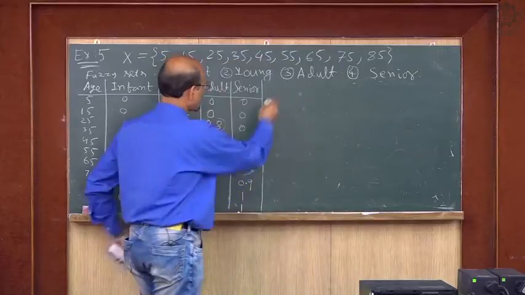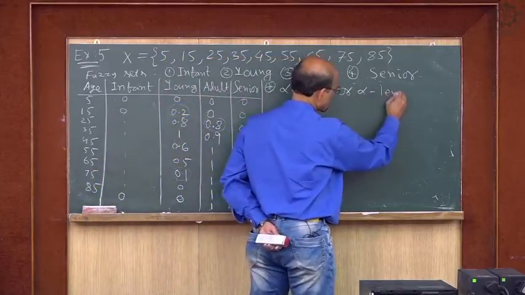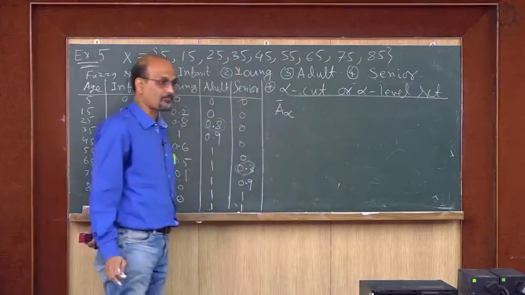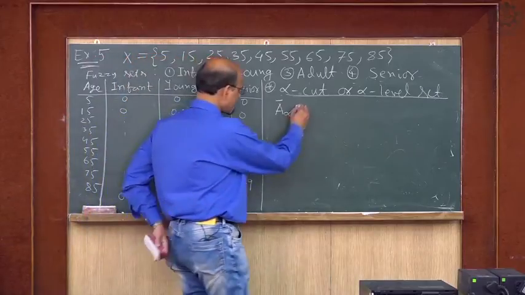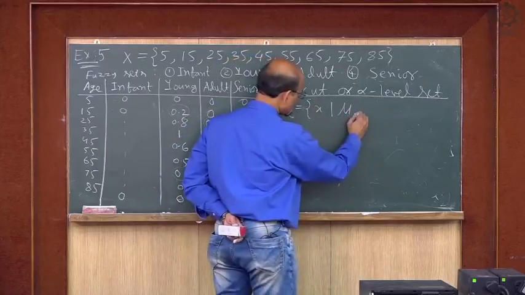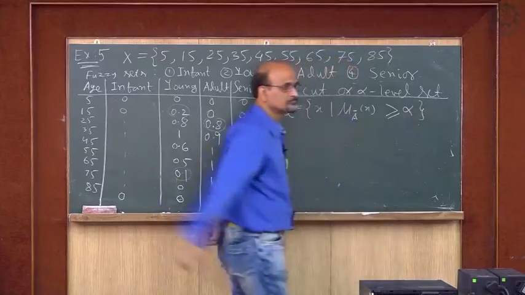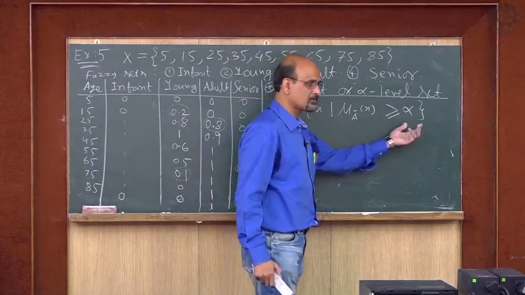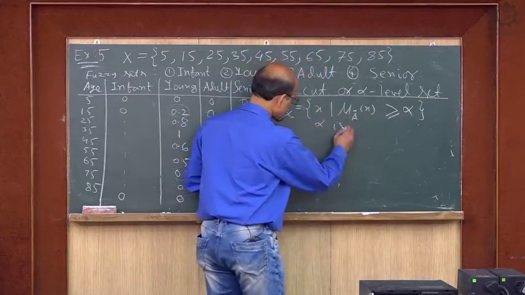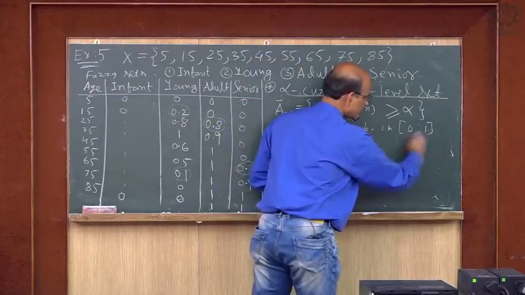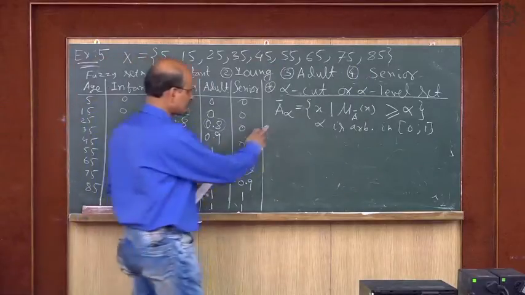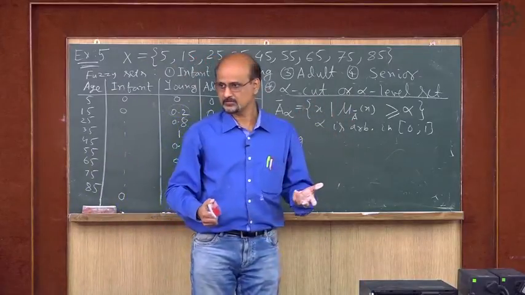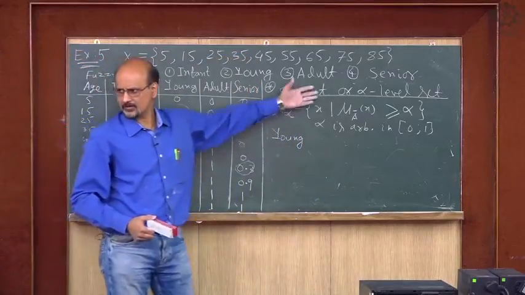Now come to alpha cut or alpha level sets. Here we define again like this, A bar alpha. A bar is the fuzzy set and alpha is this alpha. This is defined as x such that mu A bar x is greater than or equal to alpha. Those elements for which this membership function is greater than or equal to alpha, and alpha is arbitrary but in 0 to 1. So if I want to find this for the fuzzy set young, the alpha cut set will be a crisp set. Alpha cut or alpha level will be a crisp set.